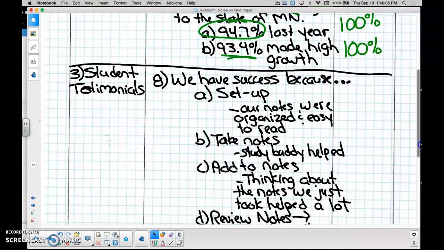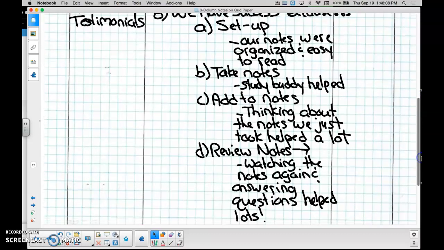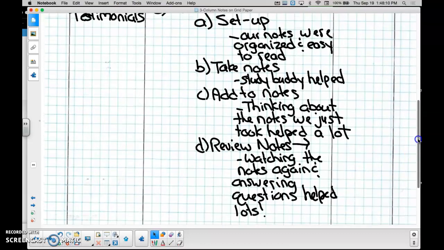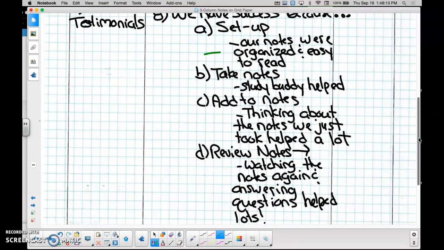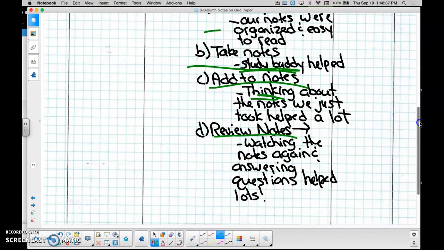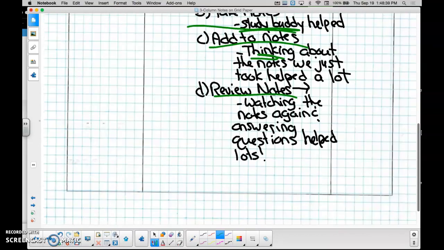And then our kids last year said this. He said, Mr. Pottinger, we had such a great year because we set up our notes, and they were very organized and easy to read, right? Yes. We took our notes, and we used our what? Study buddy. Remember, study buddies. Super important. If you can talk to somebody, and if you can listen to another peer, you're going to learn a lot. And then they added to their notes, because they had to think about what they just took notes on, right? Yes. So they had to go deeper than what I went with, and they had to think beyond what I said. And then the last thing is they reviewed their notes by watching videos and also making video like we're doing right now, right?